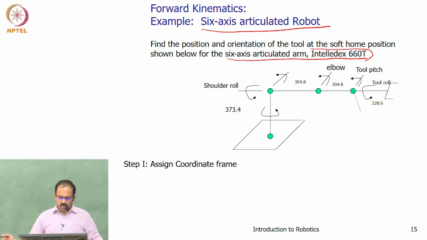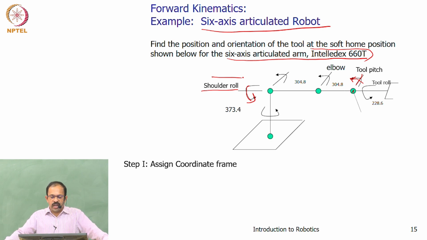The only difference is that you have a shoulder roll here compared to the other robots, and then you have a tool roll also here. And you will see that there is a tool pitch here, but there is no tool yaw in this case. You don't see a separate tool yaw axis here, but instead you have a shoulder roll in this case. So it has got 6 axes.